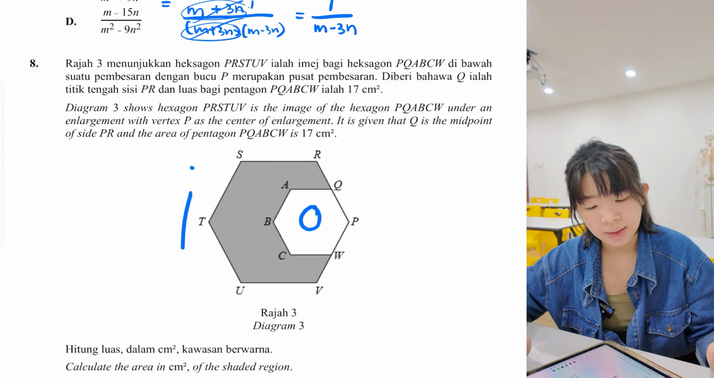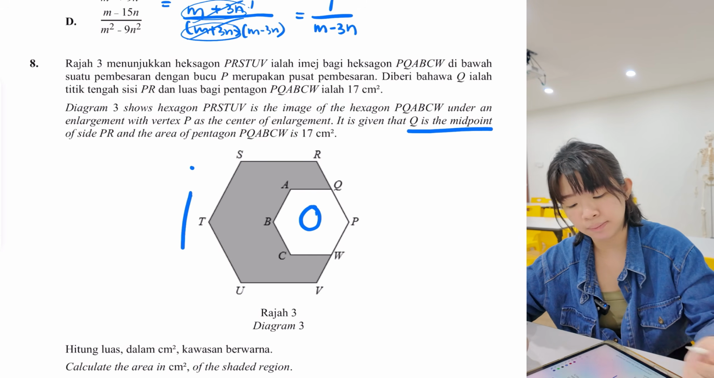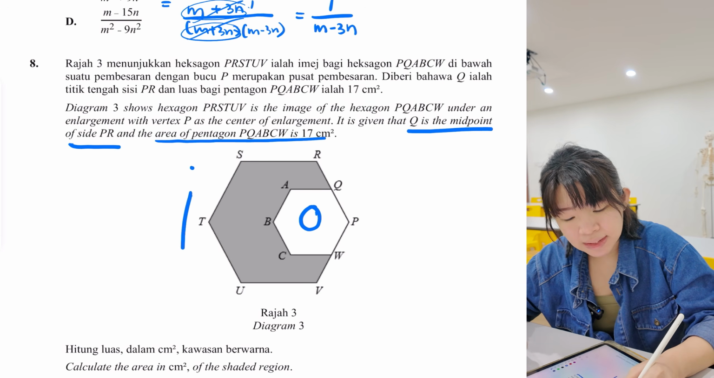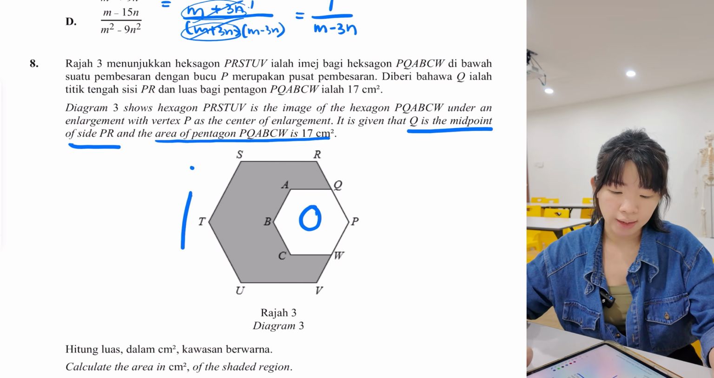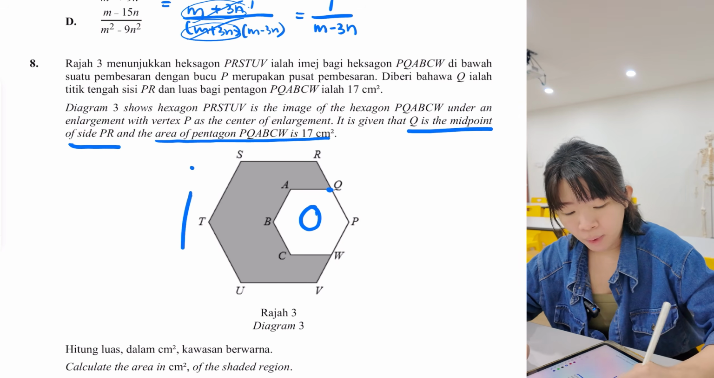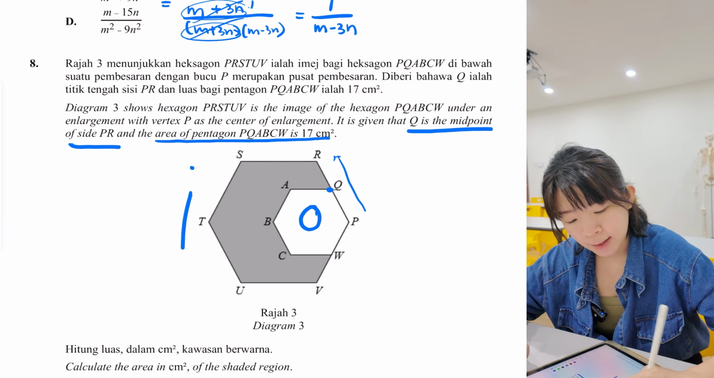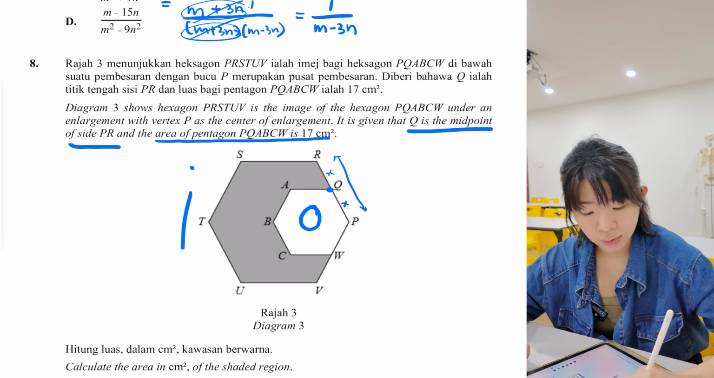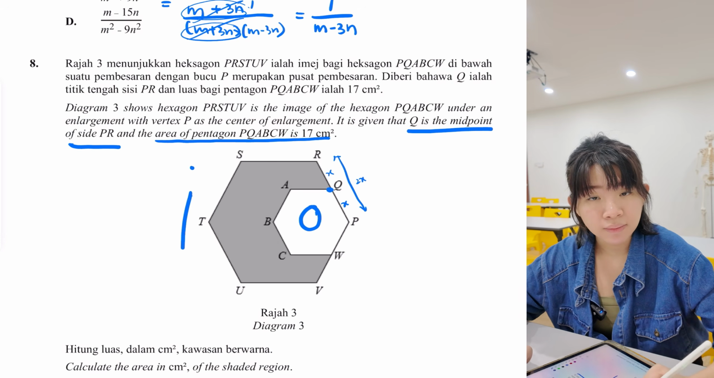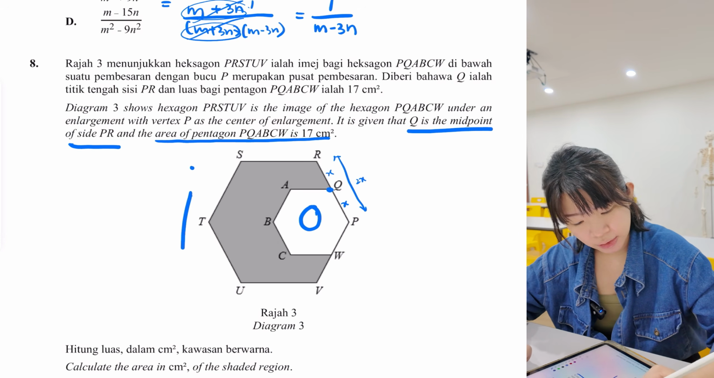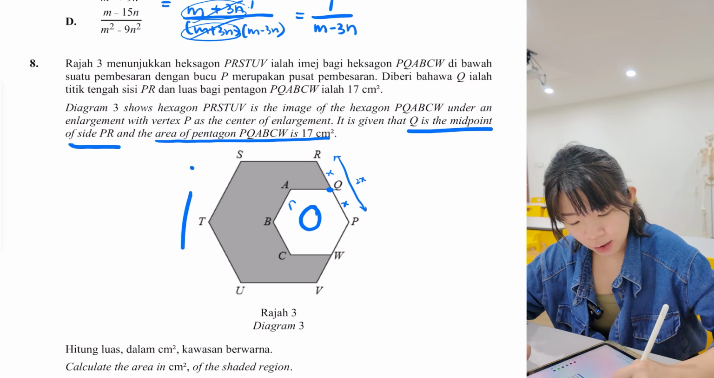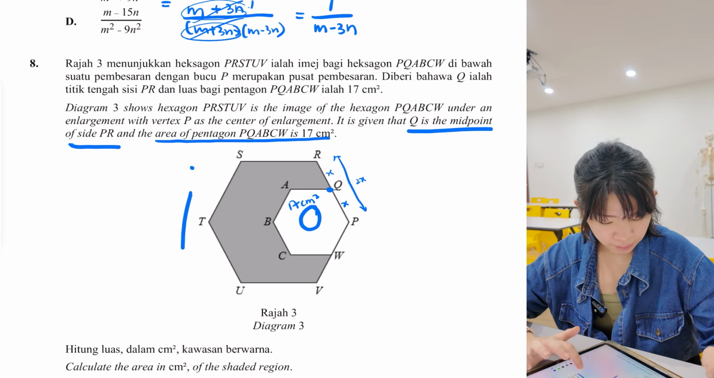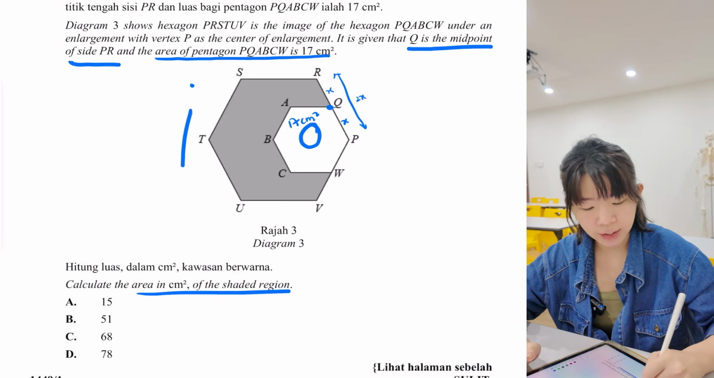Under enlargement, given that Q is the midpoint of side PR, the area of PQABCW is 17. Now Q is the midpoint of PR, which means if this is X, this is also X. So this whole thing will be 2X. Correct? Then what else do they give us? They say the area of the object is given as 17 cm square. Now, calculate the area of the shaded region.